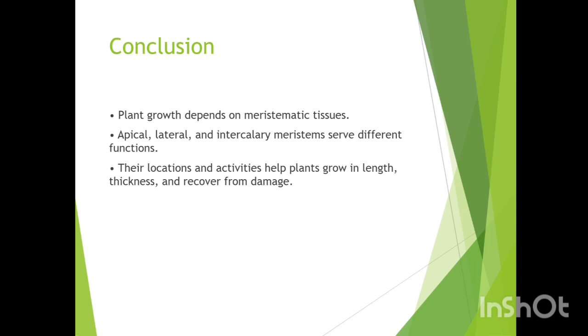To conclude, plant growth happens because of meristematic tissues. Apical meristem helps the plant to grow taller, lateral meristem makes them thicker, and intercalary meristem helps with regrowth. These tissues are key to how plants develop and survive in the environment.